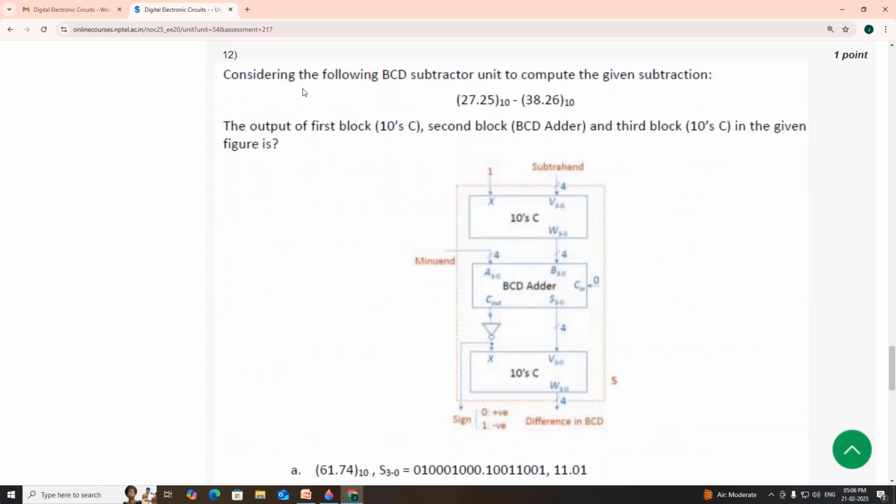12th one. So this is the BCD adder. This is the tens complement block. This is the BCD adder block, and then again the tens complement block. If the number is negative after BCD addition, then we take the tens complement. Otherwise, there is no need for tens complement.